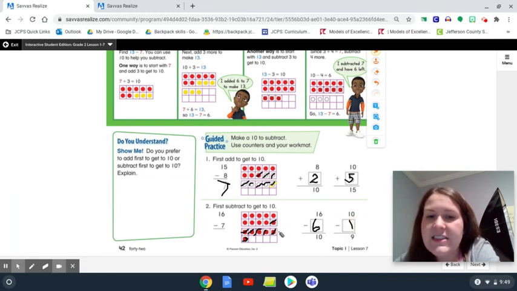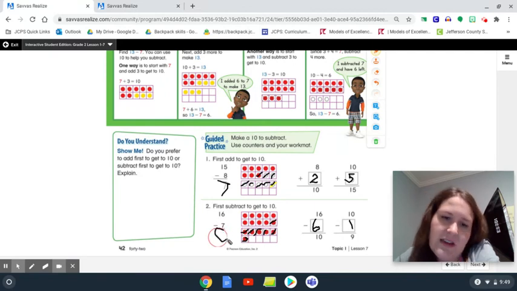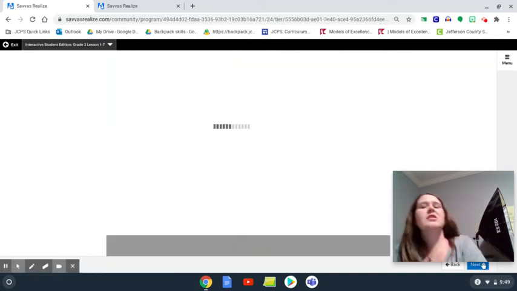So if I had 16 counters total, so here's 16. Now I took away 7. 1, 2, 3, 4, 5, 6, 7. I got rid of 7, and what's my answer going to be left? So I've got 5 at the top, then 6, 7, 8, 9. So your answer would be 9. All right, let's see if we can do another one.